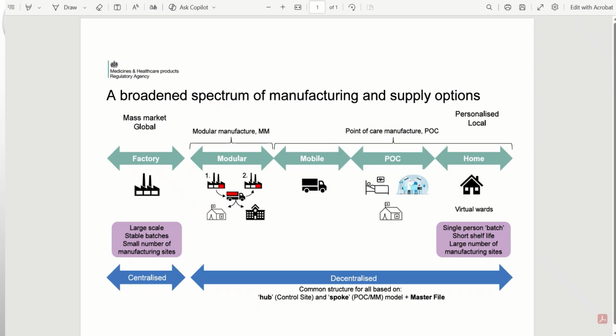So centralized manufacturing is where you have one large scale plant. Well, not one, but you have one to maybe five. And decentralized, you have a number of different sites. There are different categories. So there's modular manufacture, and then there's point of care manufacture. Modular manufacture is where you have these specific units, and point of care is where it could be in the manufacturing site, could be within some other kind of healthcare institution.